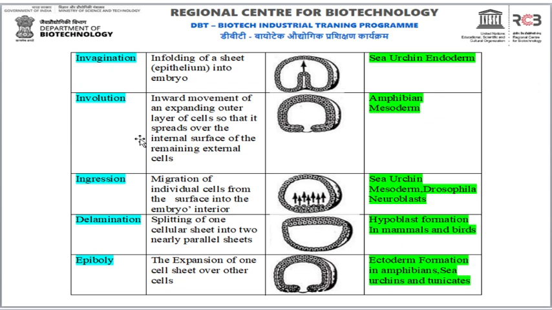Next is ingression, where there is a migration of individual cells from the surface into the embryo interior. Examples include sea urchin mesoderm and Drosophila neuroblast cells, which form by undergoing ingression. Next is delamination, which is a splitting of one sheet into two nearly parallel sheets. An example is hypoblast formation in mammals and birds. Next is epiboly, which is an expansion of one cell sheet over the other. So don't confuse involution and epiboly. Examples of epiboly include ectoderm formation, the outer layer, in amphibians, sea urchins, and tunicates.